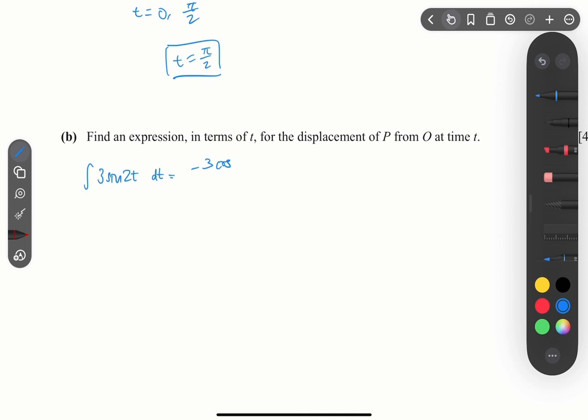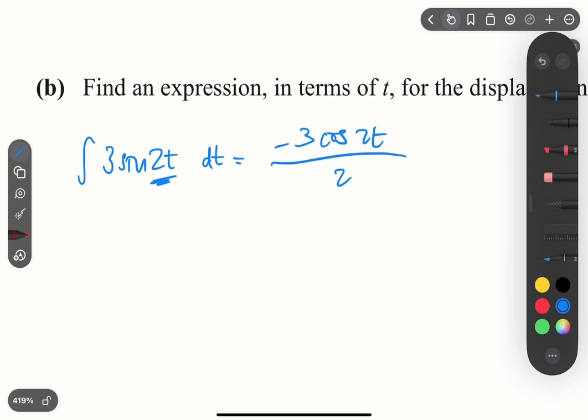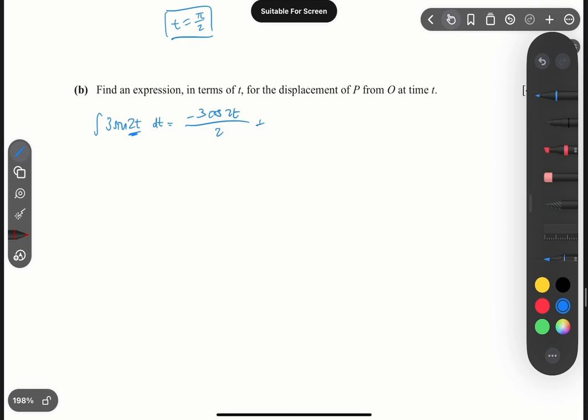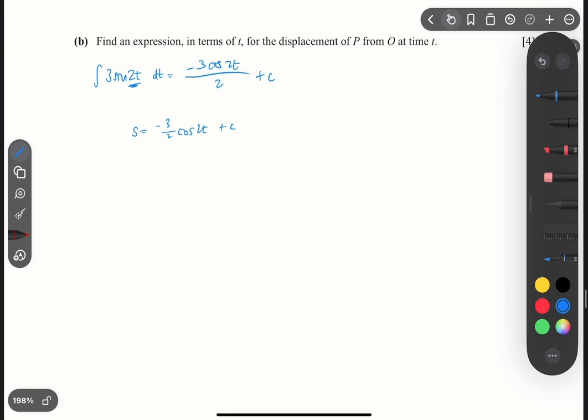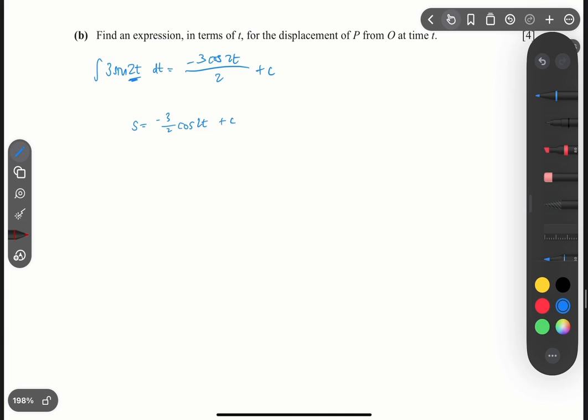Integration of sine would be minus cos 2t, and then you divide by 2, which is this part inside, and the differentiation of this part, and then add the constant. So the displacement equation is this, and you want to find the constant.